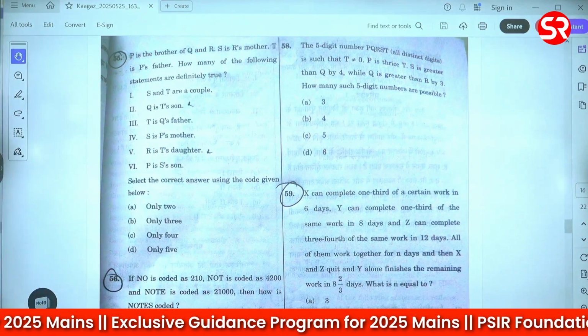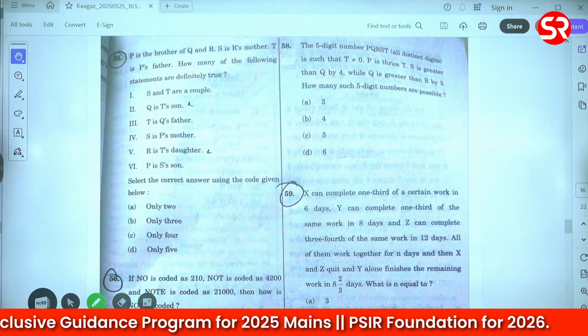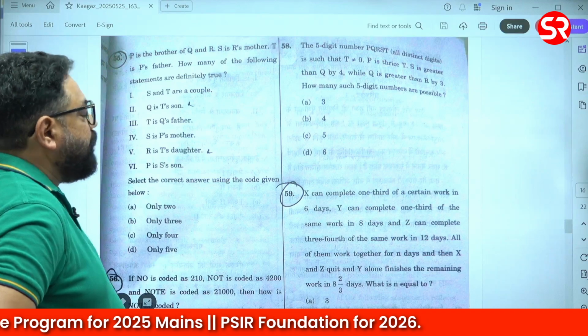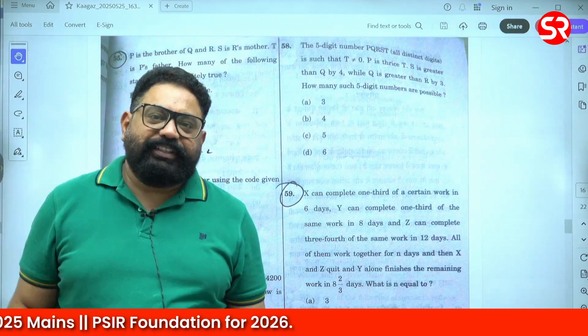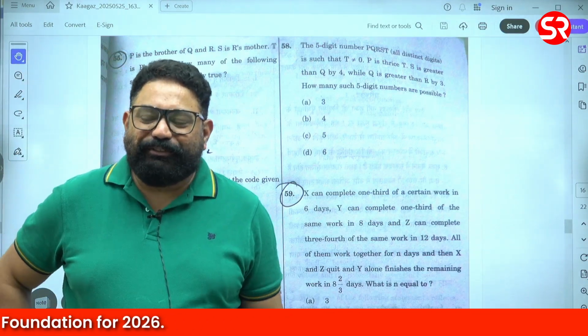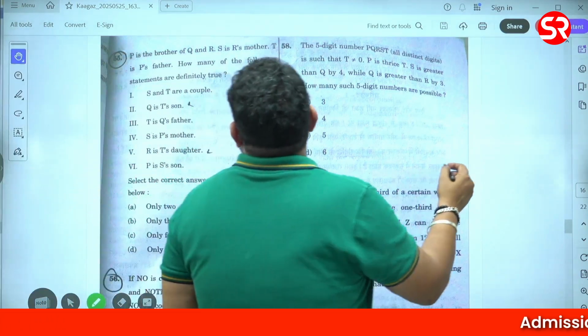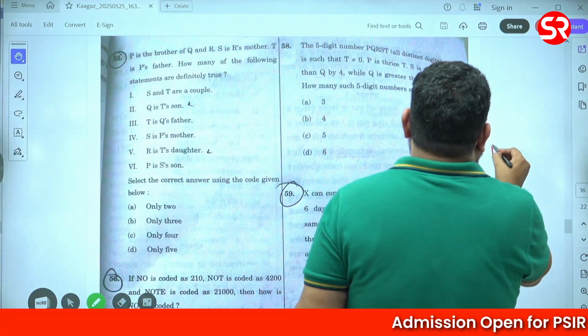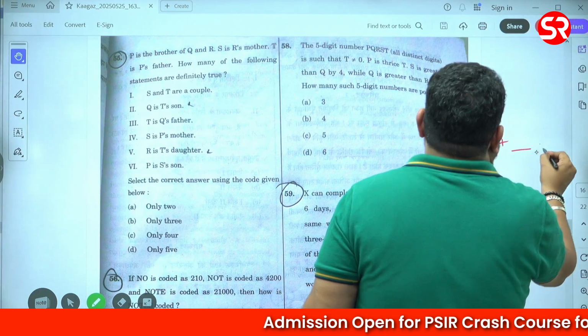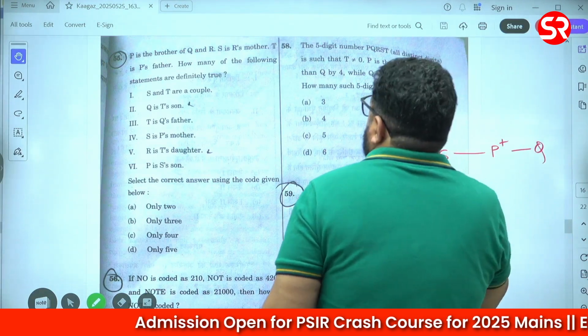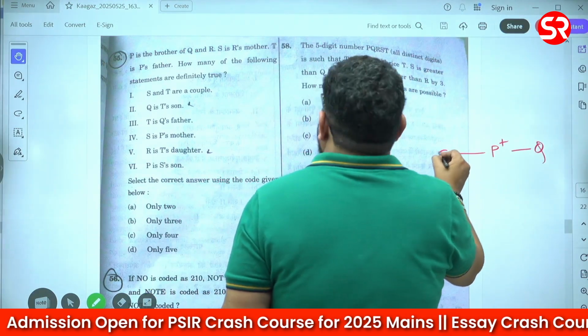Again, family relation question. Now, a lot of you would say, sir, family relations पे क्वेश्चन आते हैं, नेक्स्ट ईयर हम फैमिली रिलेशन करेंगे. They may not give you family relations at all. He says he is brother of Q and R. Done. Q and R. Done.